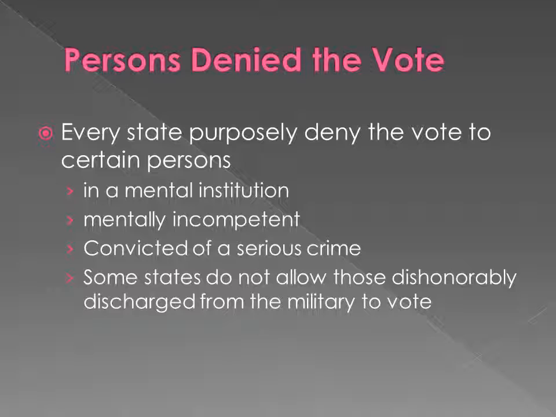People who are denied the right to vote. Every state purposely will deny the right to vote to certain people. There are 4 groups. Really 3 big ones. Some states just don't allow the last one. So if you're in a mental institution, you can't vote. If you're considered mentally incompetent, you are not allowed to vote. And if you've been convicted of a serious crime, you are not allowed to vote. So if you've been jailed or are in jail, they're not going to allow you to vote. And then some states don't allow those who've been dishonorably discharged from the military to vote. So that's only in some states, not all states. Most of the time they will allow you to vote even if you have been discharged from the military.